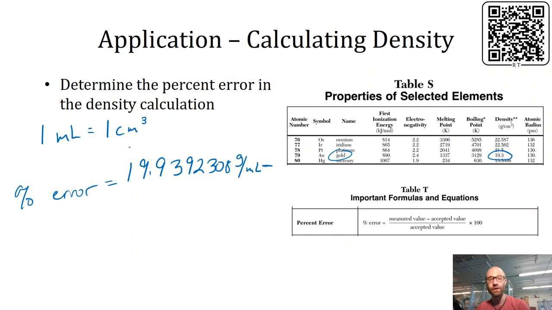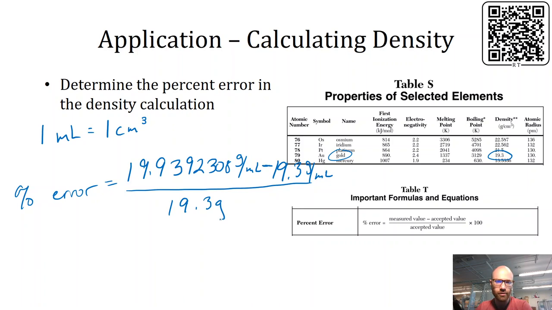So it's probably worth mentioning that 1 milliliter is the same amount of volume as 1 cubic centimeter by definition. So you can picture kind of like a centimeter, and a centimeter is a little cube. That is a milliliter of space. So luckily we can just convert that easily, and our accepted value is 19.3 grams per milliliter. We're going to divide all of that by 19.3 grams per milliliter times 100%.